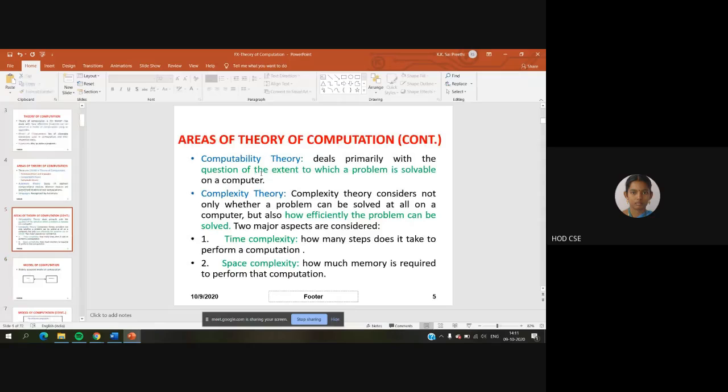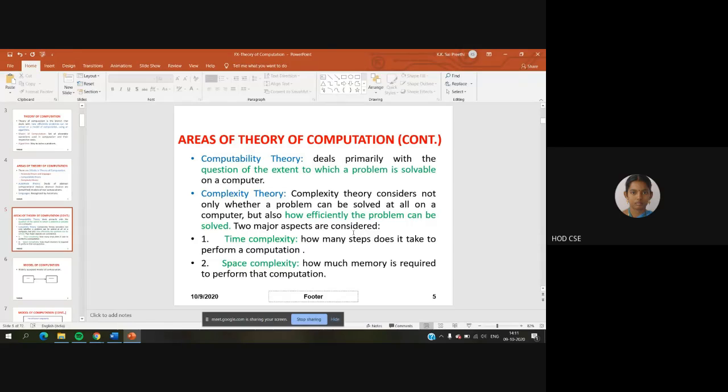And other areas are computability theory and complexity theory. Computability theory gives the answer to the question: to what extent can a problem be solved by a computer? We cannot have a guarantee that all problems can be solved by a computer. And in algorithmic notation, there are definitely some problems which cannot be solved by a computer. We call such problems non-deterministic problems.